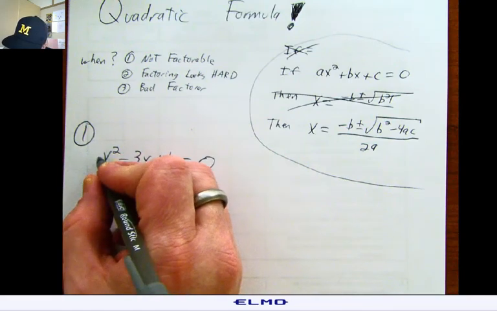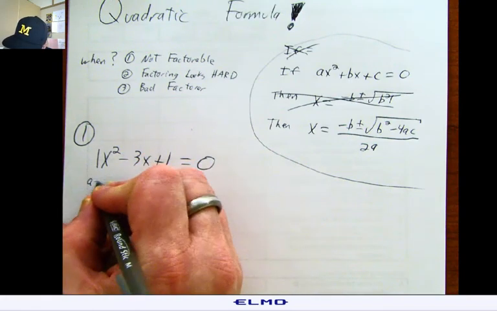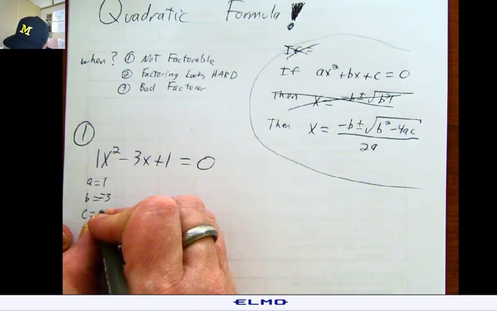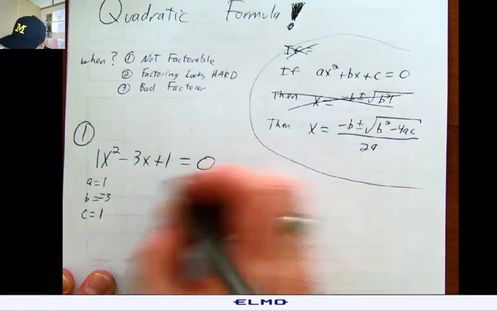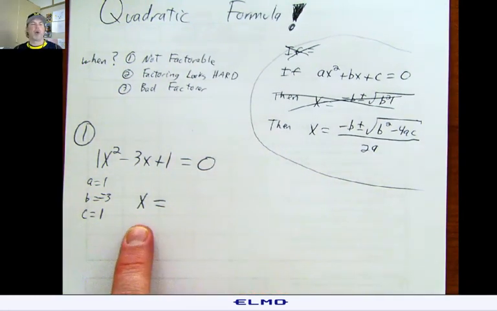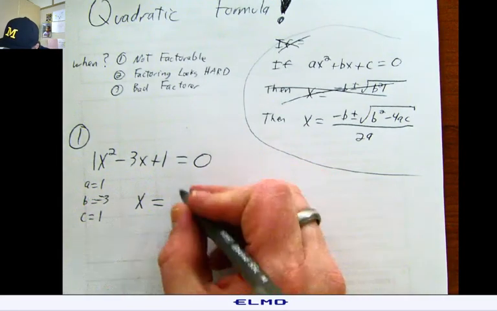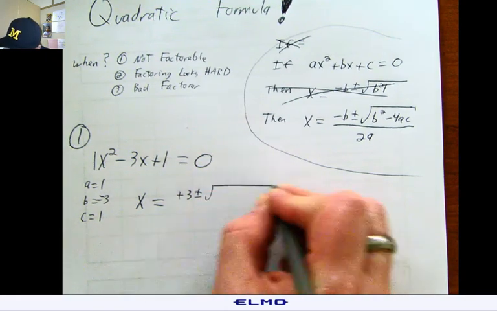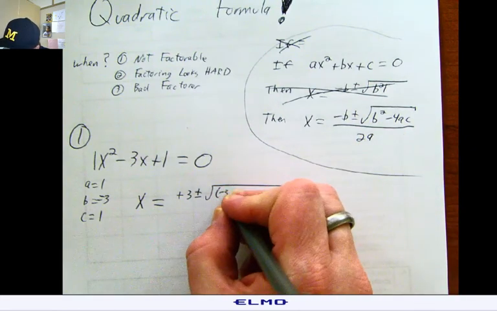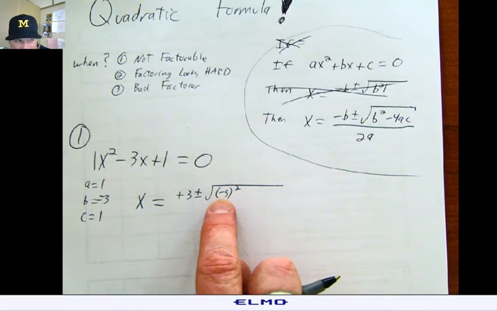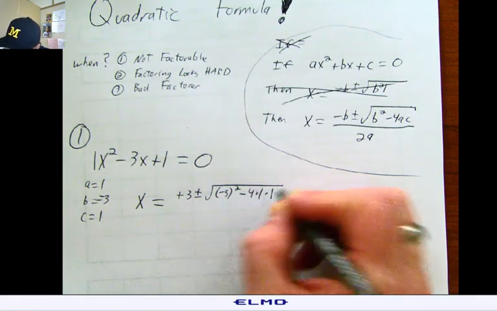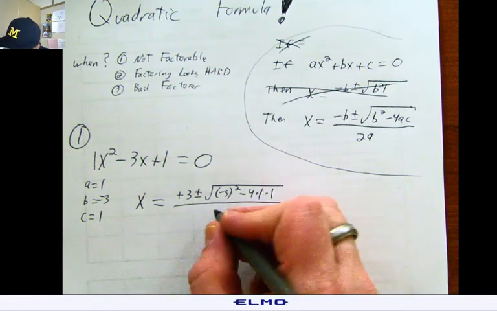So my a is equal to 1, my b is equal to negative 3, my c is equal to 1, and then it goes x equals. It's wrong if you forget to put x equals here. Negative b, but b's negative 3, so it's positive 3, plus or minus the square root of b squared, negative 3 squared. Make sure you put your negative 3 in parentheses so that both the 3 and the negative get squared, minus 4 times 1 times 1, a times c, all over 2 times 1.